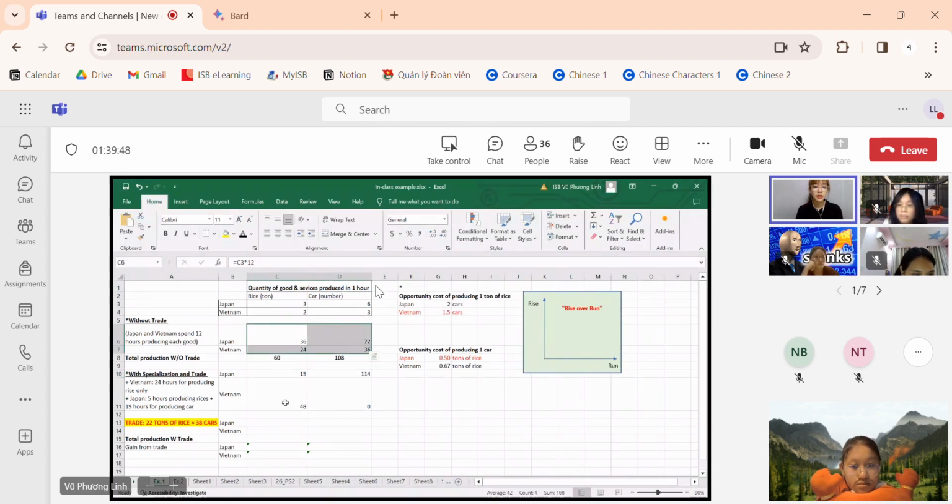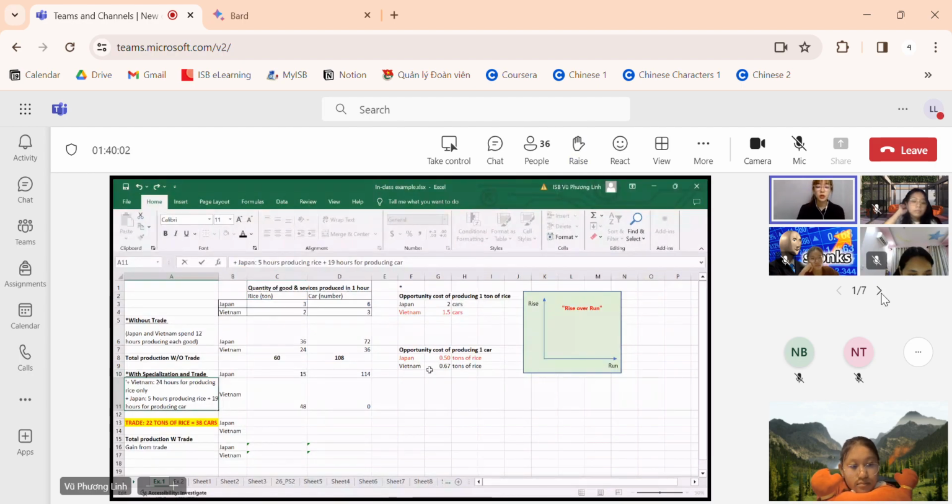Like we take the number of hours, then we multiply with the output produced in an hour. Japan, 5 hours for rice. So it means 3 multiply with 5, and then we have 15. Okay, so now Japan and Vietnam trade with each other at this trading rate. They trade 22 tons of rice for 38 cars.